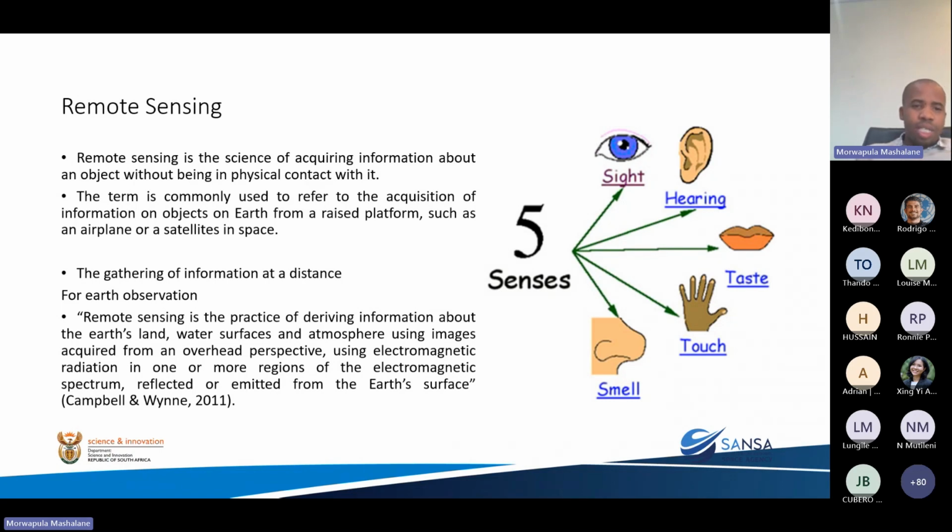So the term is commonly used to refer to acquisition of information on objects on Earth from a raised platform. A raised platform can be a drone, a satellite, or an airplane. But in general terms, it's defined as the practice of deriving information about the Earth's land, water, and atmosphere using images acquired from an overhead perspective using electromagnetic radiation in one or more regions of the electromagnetic spectrum.